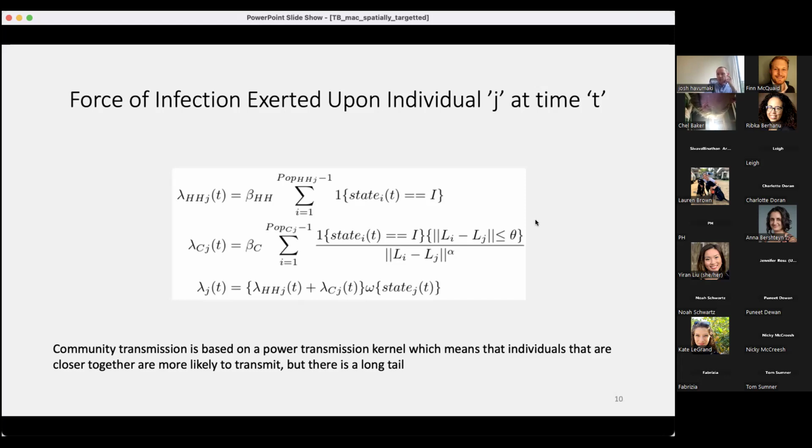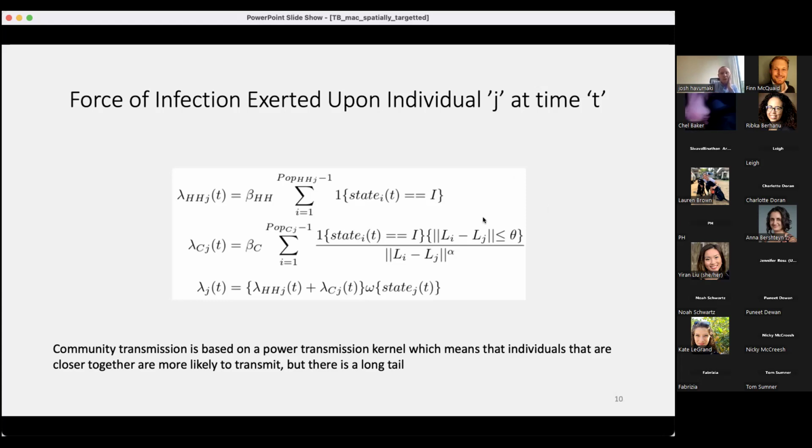And then it's raised to a power. So this is a power law kernel. The reason why we chose this is because it's been shown to represent human mobility patterns. It allows for spatial interaction between people who are very far apart, but it's less common. You're more likely to have interaction between people who are very close together. So there's kind of a fat, long tail.